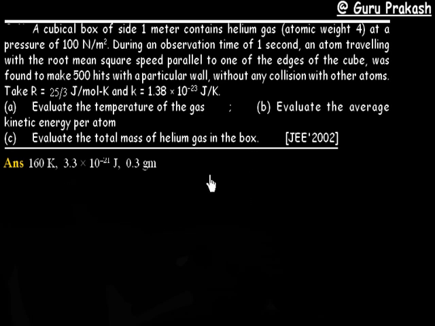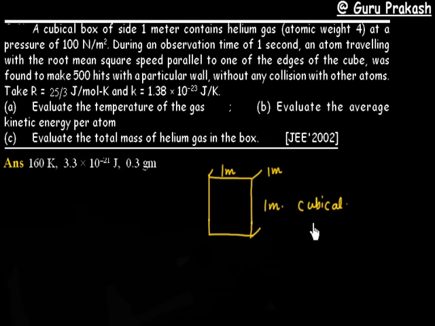So let us say we have a cubical box here. Each side of this cubical box is 1 meter. So this has a 1 meter side, this is also 1 meter side, and the perpendicular length is also 1 meter. So this is a cubical box, you see.